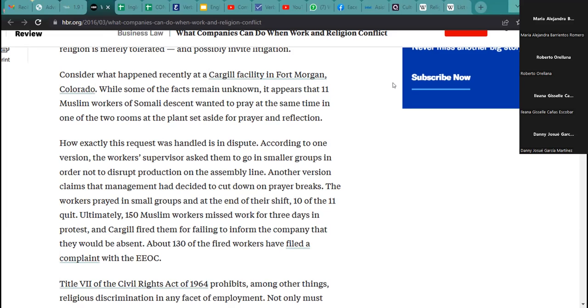Okay, so this is about a case that happened, where some Muslims from Somalia wanted to pray at the same time, everybody. The problem with this kind of religion is that you need to pray at a certain time. It's not that you say, oh, I'm going to pray at 2 in the afternoon. No, it's a specific routine, a specific belief, and they were not permitted. Because of the job, we understand the company, but they also had rights. So it was definitely a big problem.